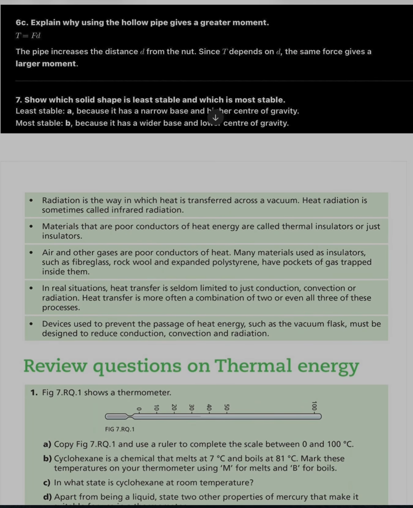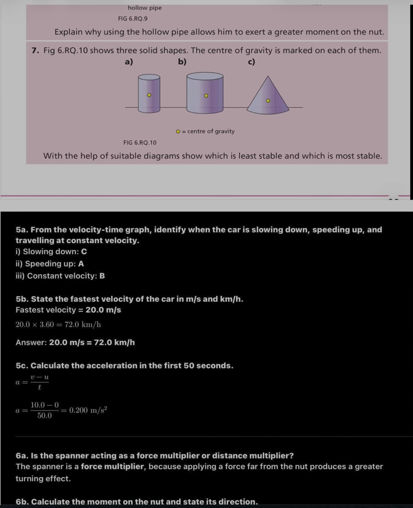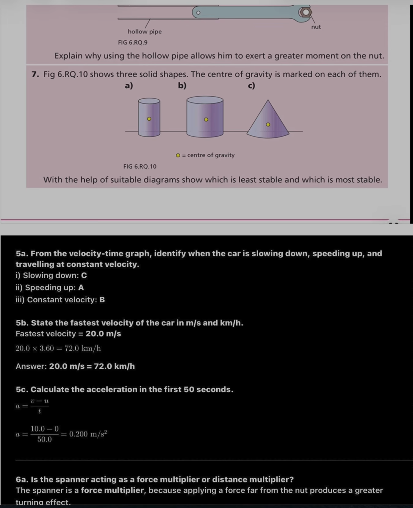7. Show which solid shape is least stable and which is most stable. Least stable, A, because it has a narrow base and higher center of gravity. Most stable, B, because it has a wider base and lower center of gravity.